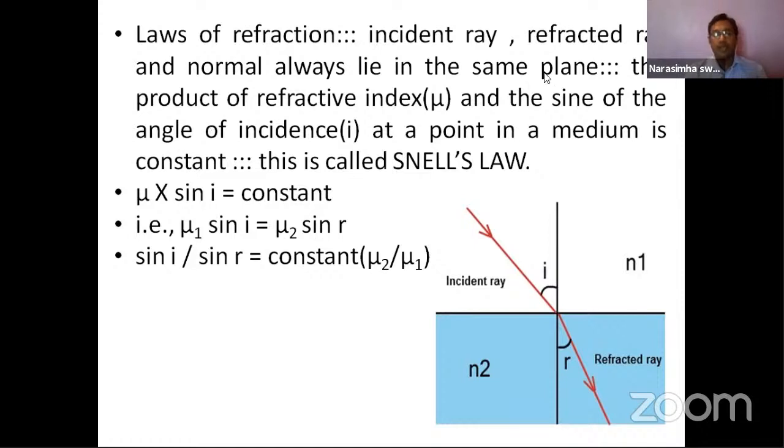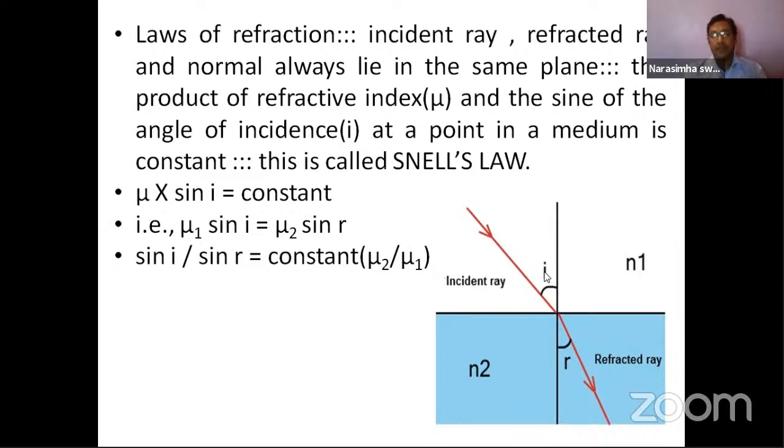So what is it? It is the product of the refractive index of a particular medium and the sine of the angle of incidence. The angle of incidence is I, so sine I is multiplied with mu, where mu is the refractive index of a medium. That is equal to a constant. This is Snell's law. Means, look at this, mu1 sine I.